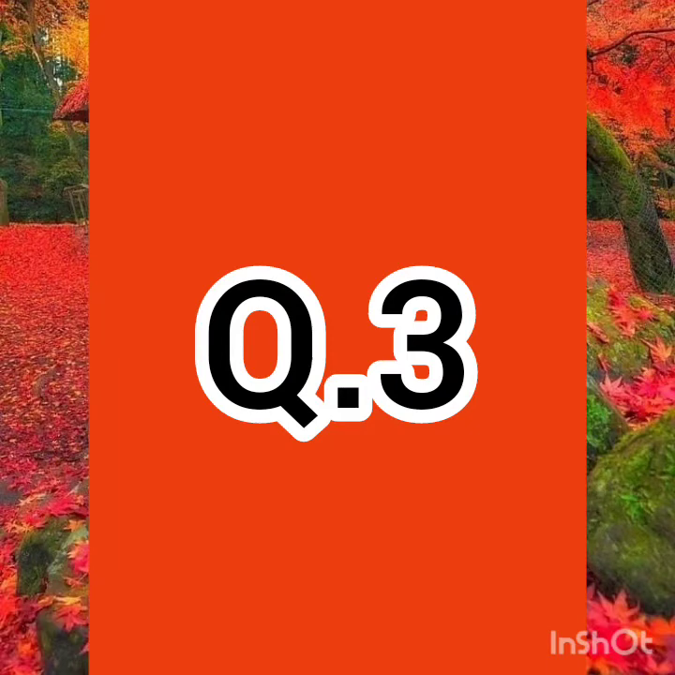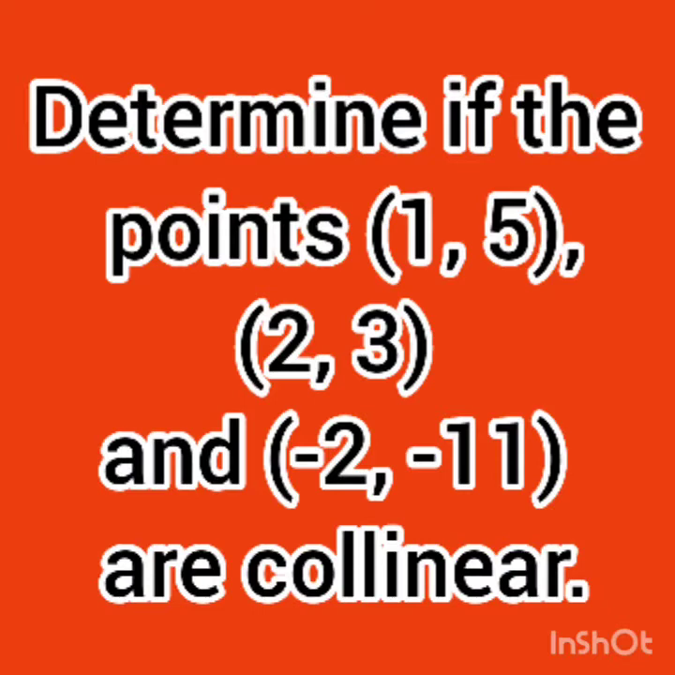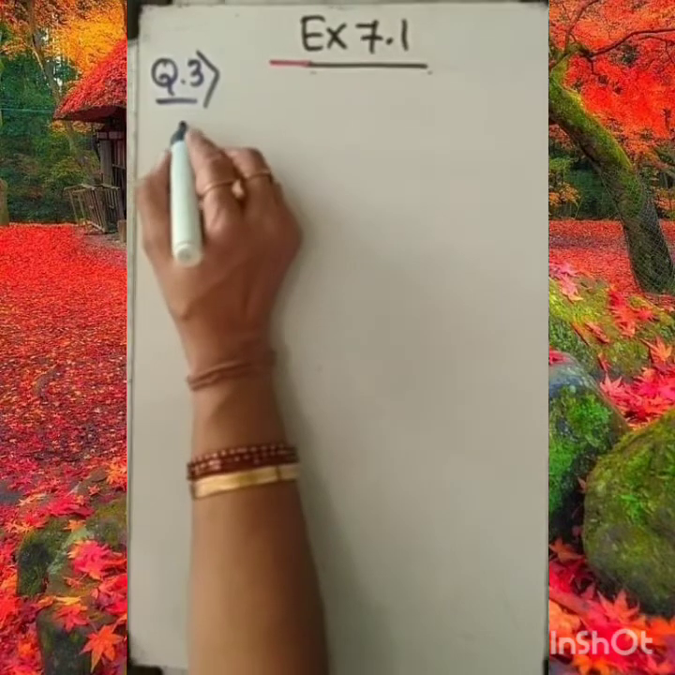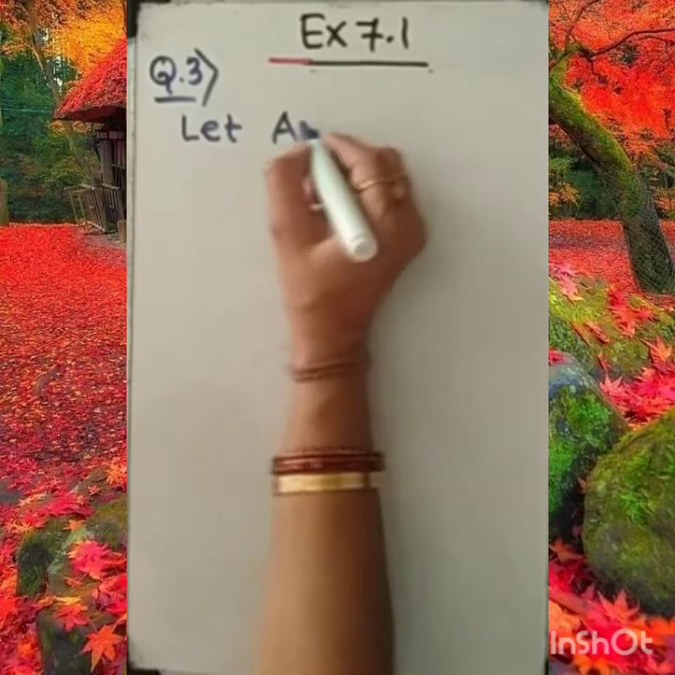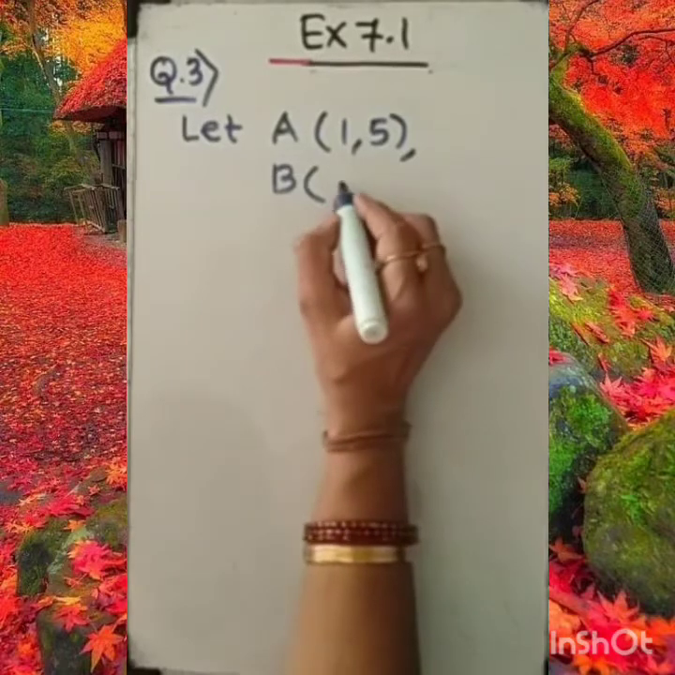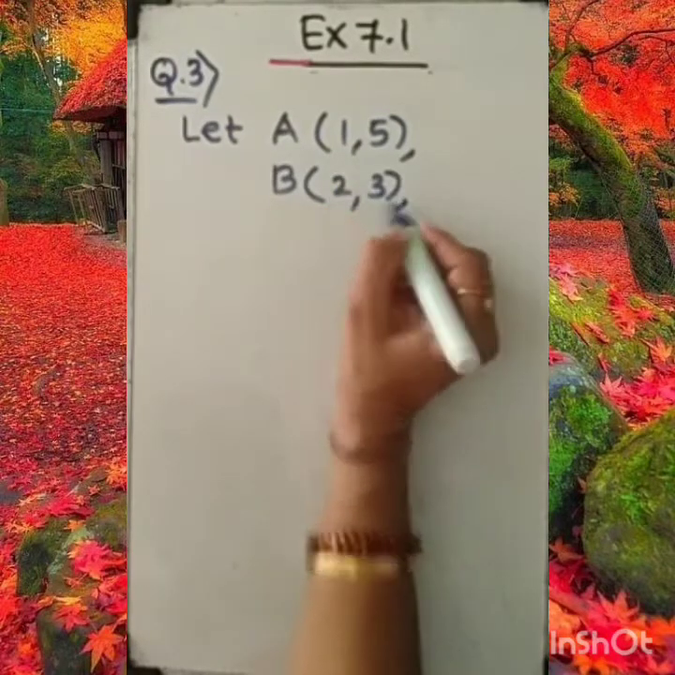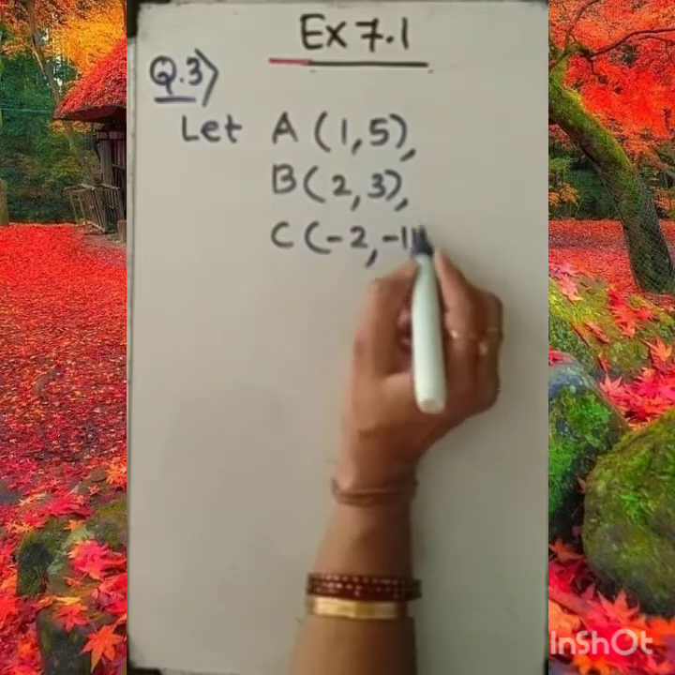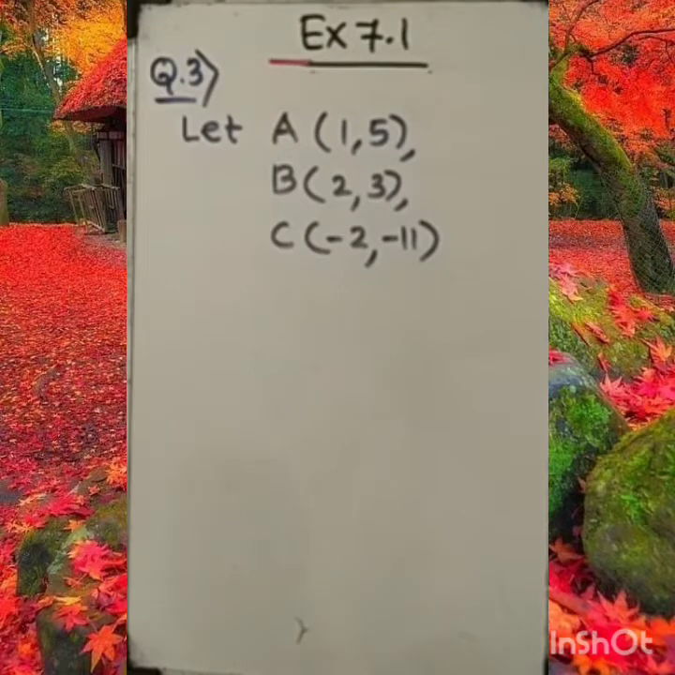So my dear student, question number 3 of exercise 7.1 says, determine if the points 1, 5, 2, 3 and minus 2, minus 11 are collinear. These points are given. So first of all, let the first point I am considering be A, that is 1, 5. Another point I am considering B, that is 2, 3. And the third point I am considering as a point C, that is minus 2, minus 11.